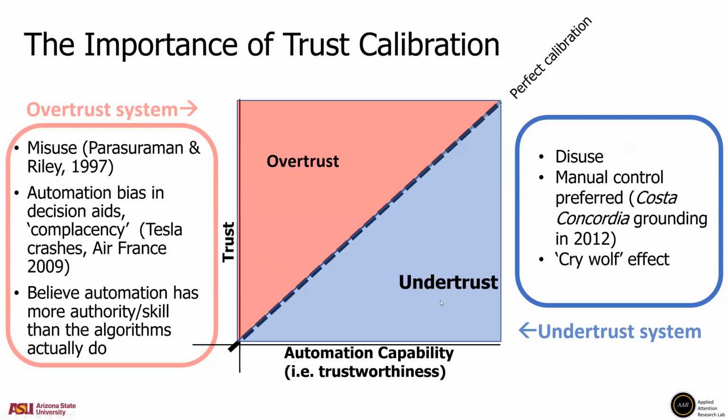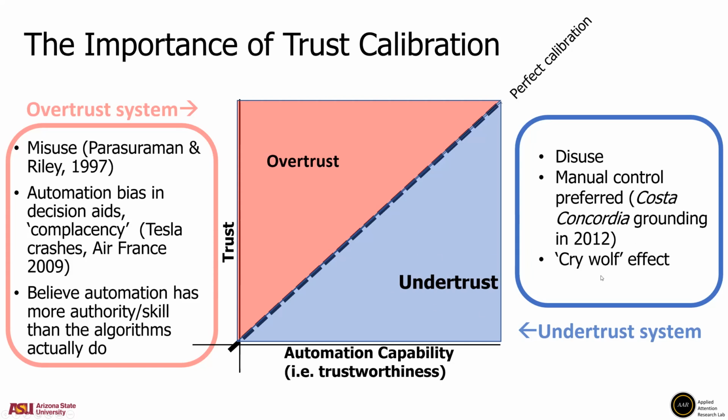This is in contrast to an undertrust pattern, in which we think the system actually can't do much, or maybe it can't even do anything. We say, well, we're not going to use that as a result. And then you get incidents related to human automation interaction, such as the Costa Concordia grounding, in which the captain of the ship took over manual control, leaving a very tricky port, and ran the ship aground to disastrous effect.